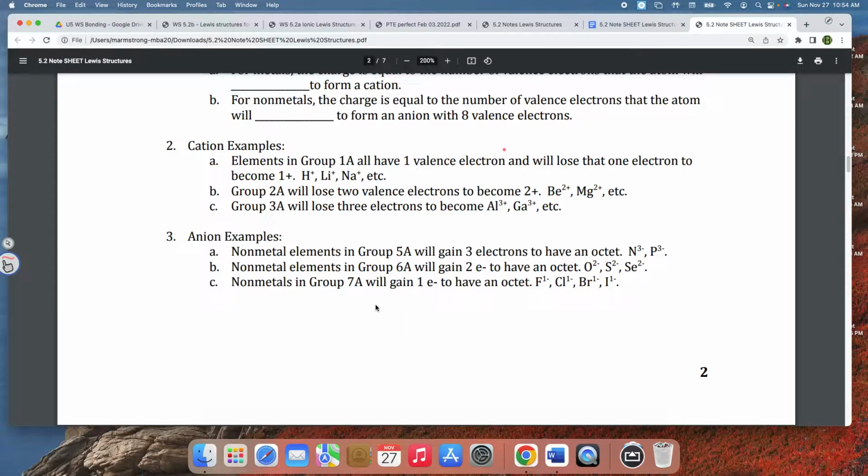And then in anions, so in group 5A, they gain 3 electrons to have an octet. So they have 5 valence electrons and they gain 3 to get 8. So notice this, 5 plus 3 is 8. And they are 3 minuses.